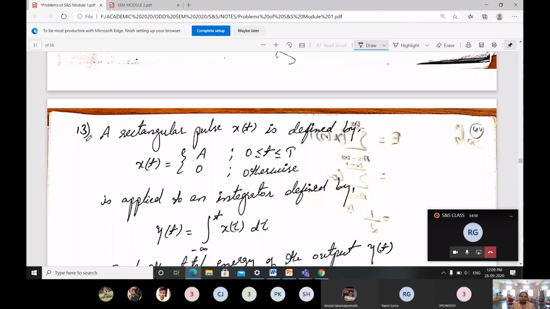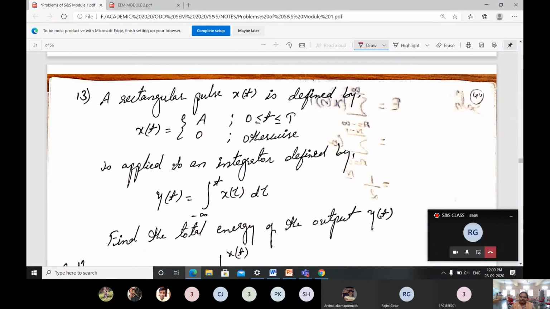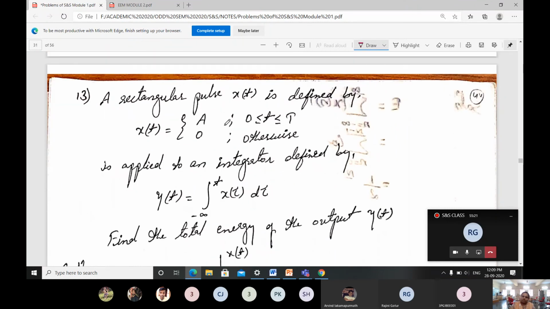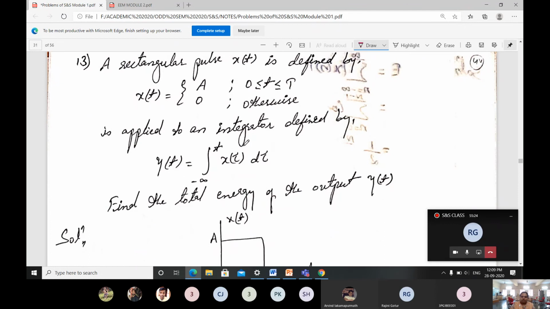Another example. Here a rectangular pulse x of t is defined as amplitude A when it varies from 0 to T, and 0 for other values, and is applied to the integrator. This rectangular pulse is applied to the integrator, that is minus infinity to t x of tau d tau. What you have to find is the total energy of the output signal y of t. They gave the equation. First we draw the graph.